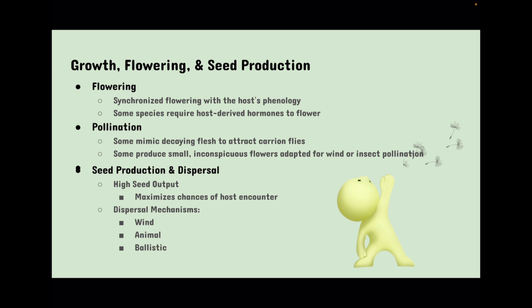After the plants are pollinated, they develop seeds. Since parasitic plants require a host to survive, they have a high seed output to maximize their chances of encountering a host. They disperse their seeds in various ways, such as by wind, animal, or ballistically, where their seeds then lay dormant, waiting for their next host.